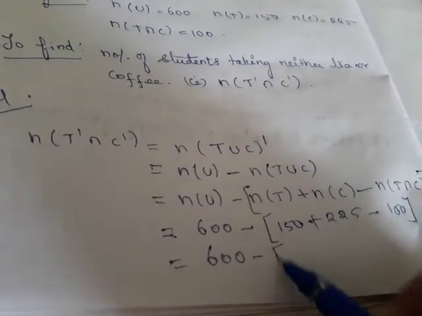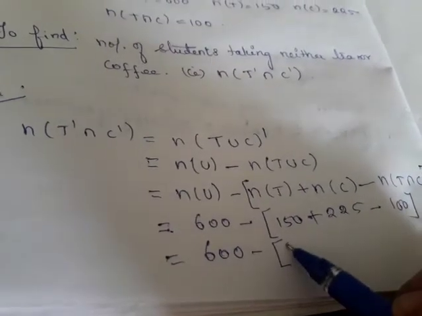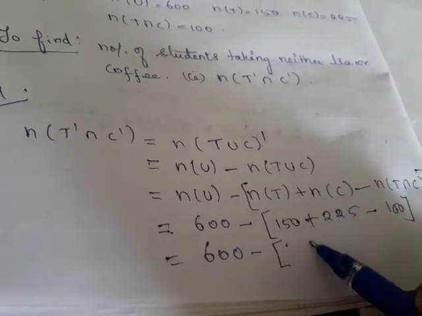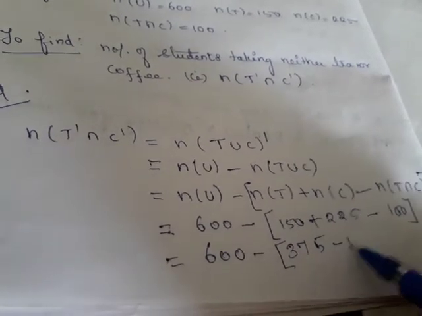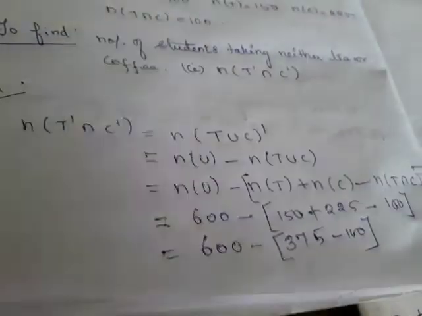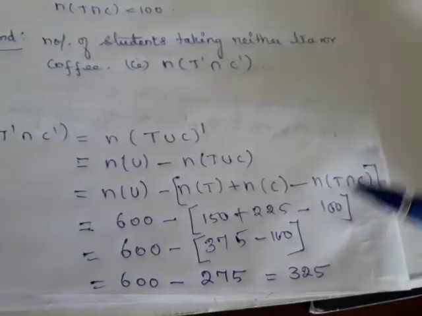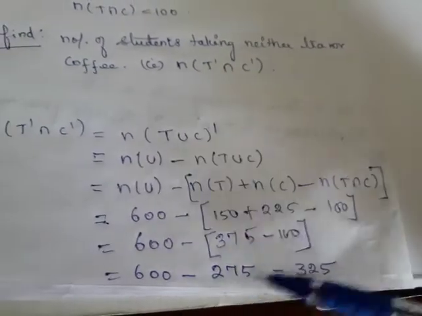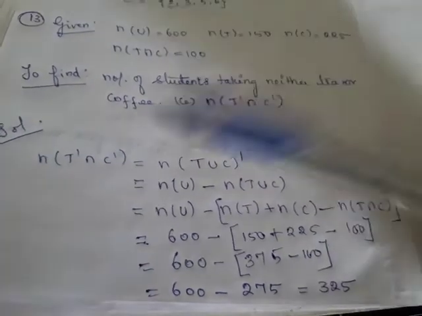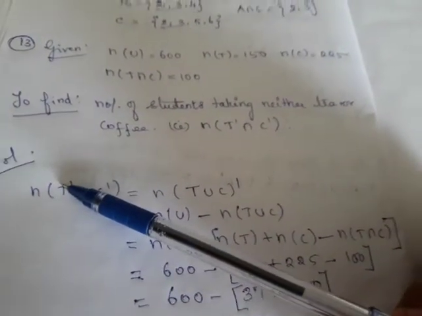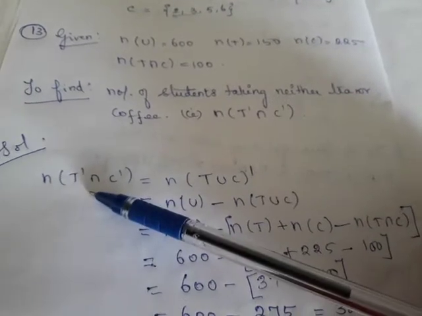600 minus, what is 150 plus 225? It will become 375 minus 100. So if we simplify, we will get the answer. 375 minus 100 is 275. If you subtract, we are getting 325. So we arrived at the number of students taking neither tea nor coffee, right?